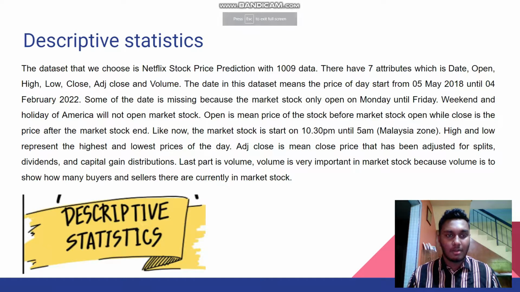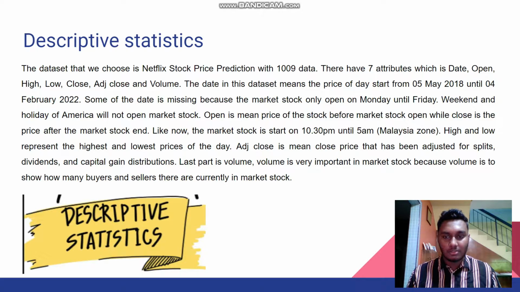My part of this assignment is descriptive statistics. The data set we chose is Netflix stock price prediction with 1009 data. They have 7 attributes, which are date, open, high, low, close, adjust close, and volume. The data in this data set means the price of each day from 5th May 2018 until 4th February 2022. Some of the dates are missing because the stock market is only open from Monday to Friday. Weekends and holidays in America will not open the stock market.